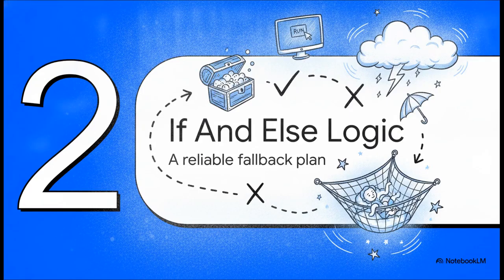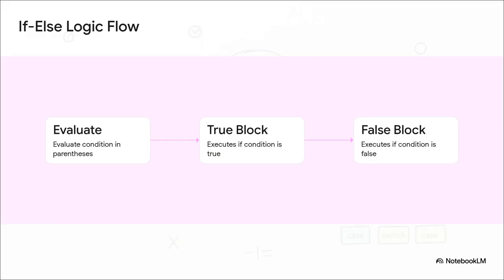And that brings us perfectly to Section 2, if and else logic. This is all about adding a reliable fallback plan. The execution flow of an if-else statement is just wonderfully logical. Step 1, the computer evaluates the Boolean condition inside the parentheses. Step 2, if that condition is true, the if block executes, and the else block is completely ignored. Step 3, if the condition happens to be false, the if block is skipped entirely, and the else block executes instead.